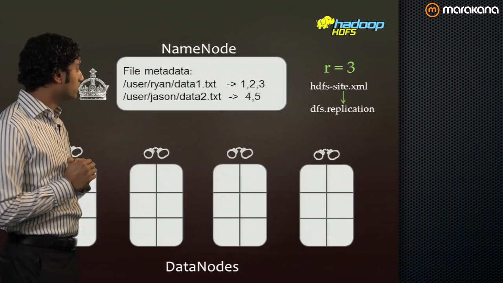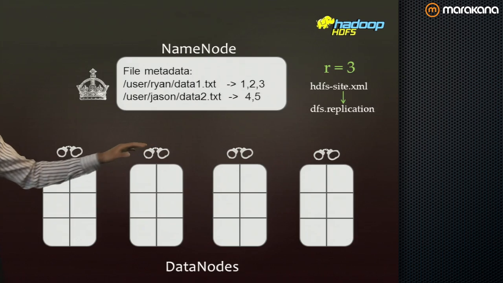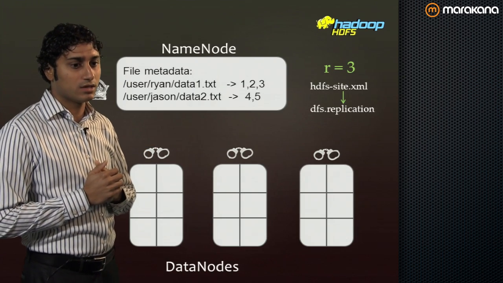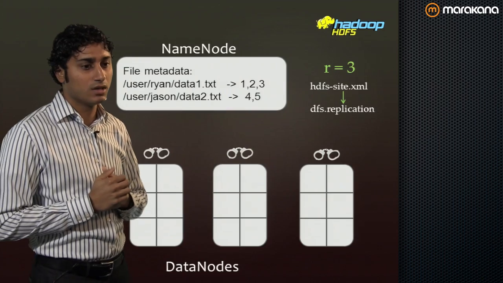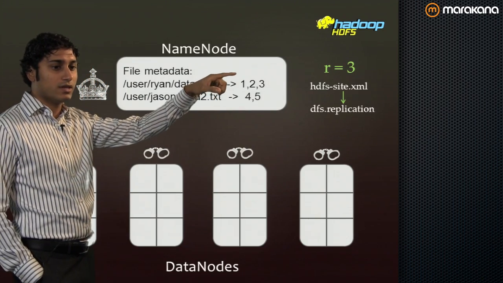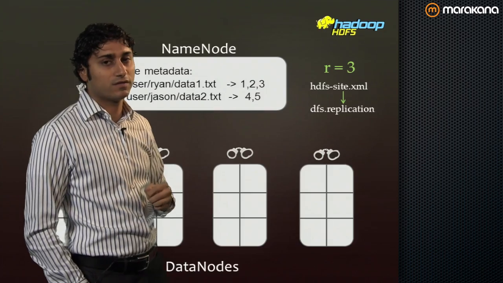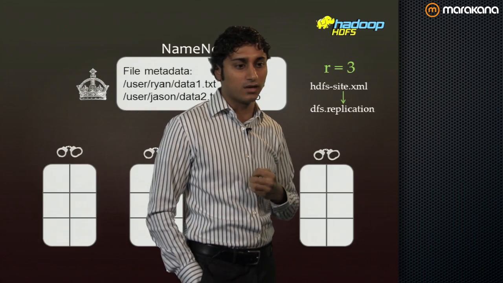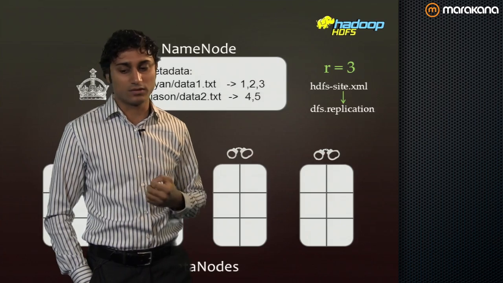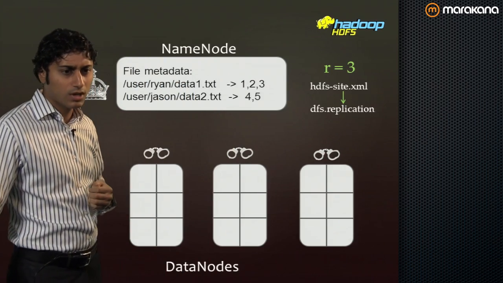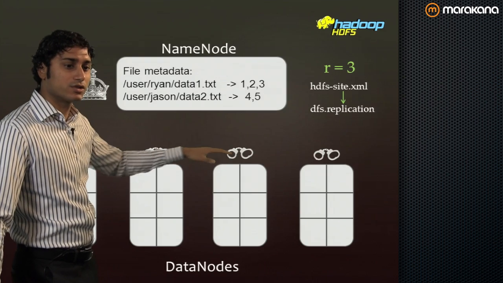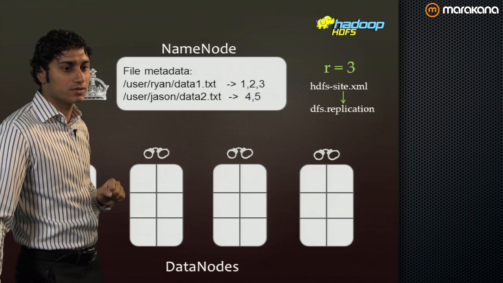All right, so in this diagram, we also have 4 data nodes, which are the slave components to Hadoop. And we are setting the replication factor for this cluster to 3. That's set in a file called hdfs-site.xml. And there's a parameter called dfs.replication that is set to 3 in this cluster. So let's take a look at how the files actually get stored in the data nodes.